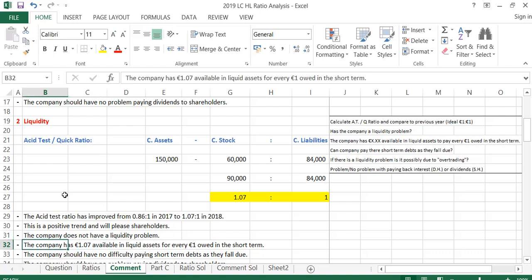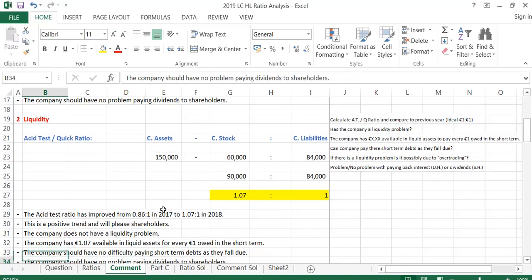Again, this is a standard sentence. The company has €1.07 available in liquid assets for every €1 owed in the short term. If it was 0.8 is to 1, they would have 80 cents available in liquid assets for every €1 owed in the short term. A sentence always has to go in.